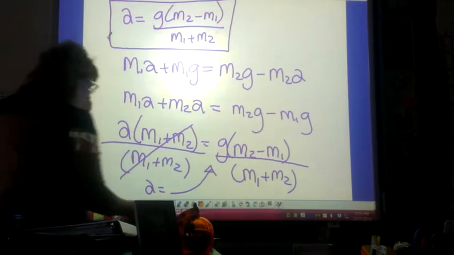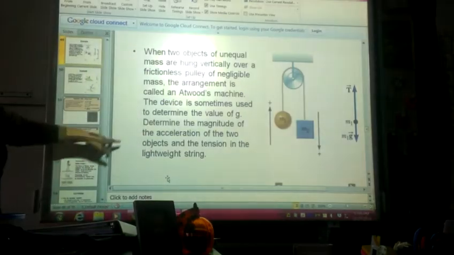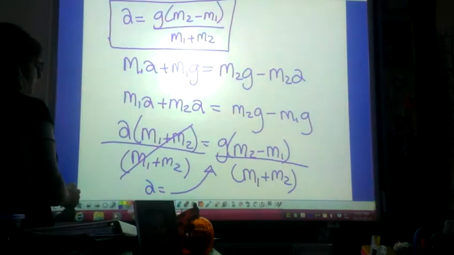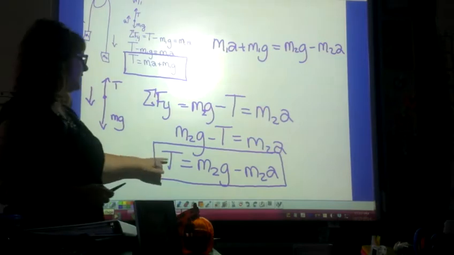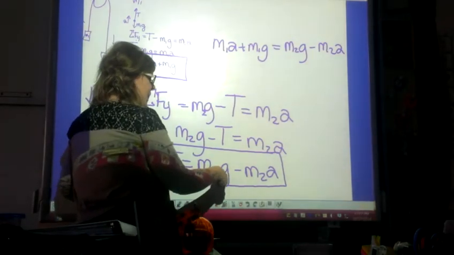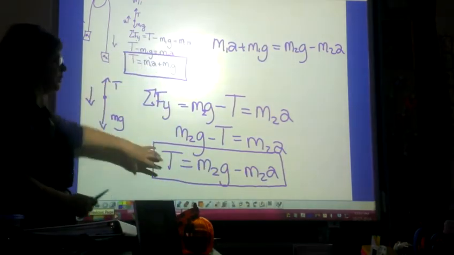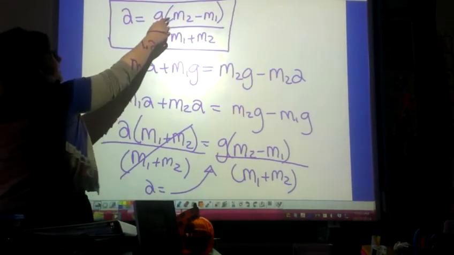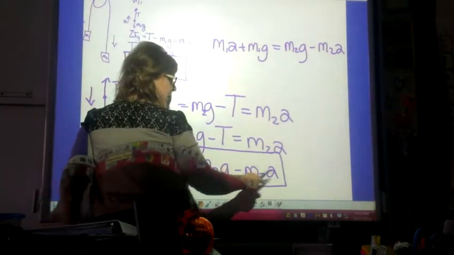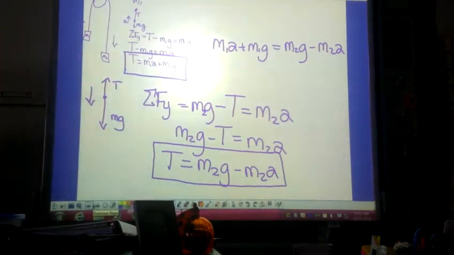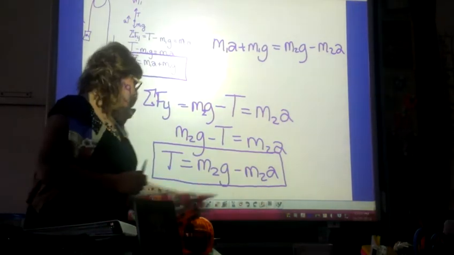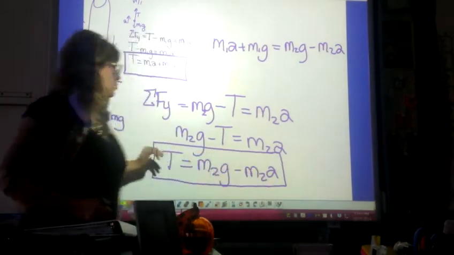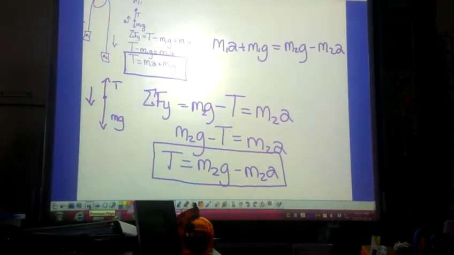Okay, my last question on that part was to determine the tension in the lightweight string. You pretty much already did that. We did that on the last slide when we said tension is going to be equal to M2G minus M2A. So I would go here, and then I would just plug in what we solved here for A, and you could end it at that. That would have been totally sufficient. So if we plug in what we found here, plug this in to A, you could have left that as your equation and you would be good.